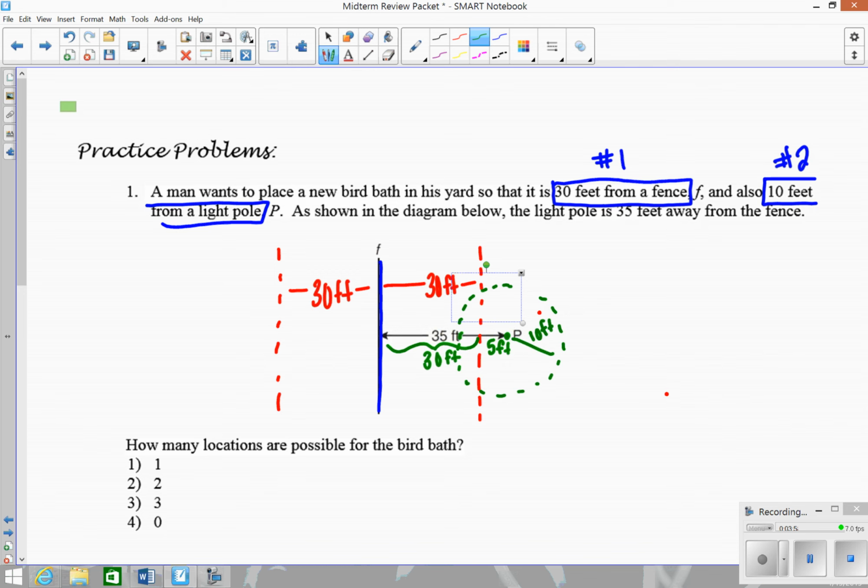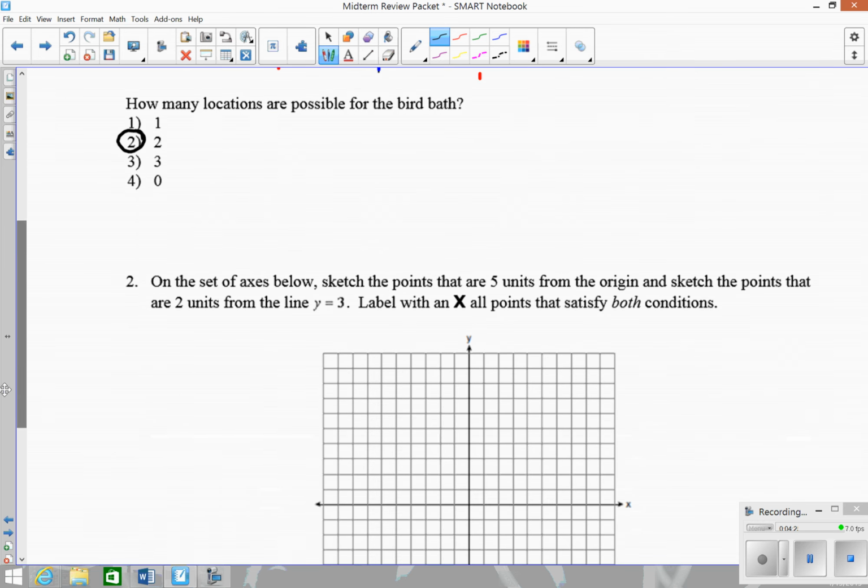So then the question is, how many locations are possible? Well, wherever your loci cross is a point that satisfies both conditions, and we mark those with X's. So I have 2 X's, or 2 locations that are possible for this bird bath, or 2 spots that are basically 30 feet from the fence and 10 feet from the pole. And you're always looking at where the dotted lines cross, because that's your locus. So the answer to this question is there are 2 spots. So let's look at one more example.